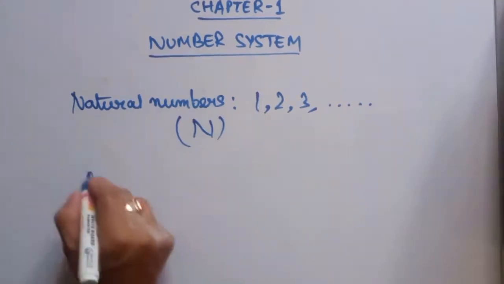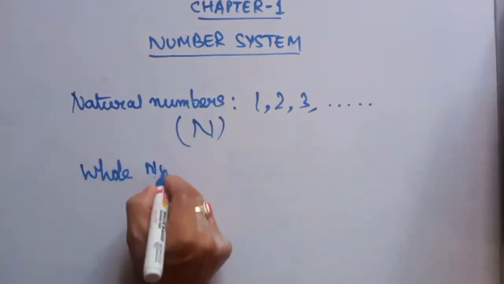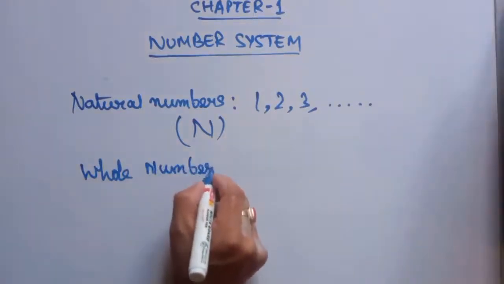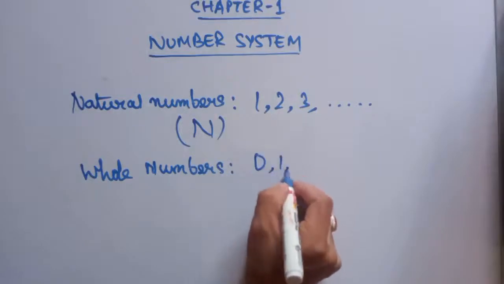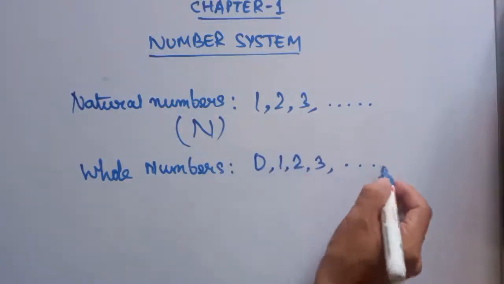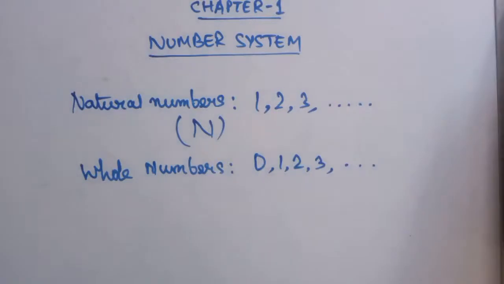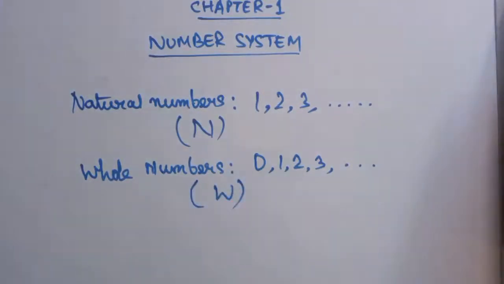Next, whole numbers. What are whole numbers? If we add 0 to the collection of natural numbers, we will get whole numbers. So numbers 0, 1, 2, 3 are whole numbers. The collection of these numbers is denoted by the letter W.